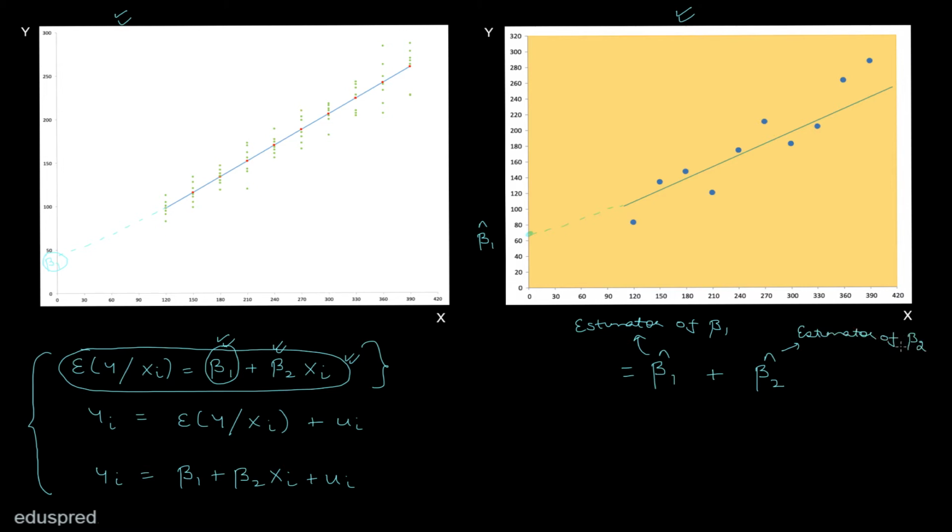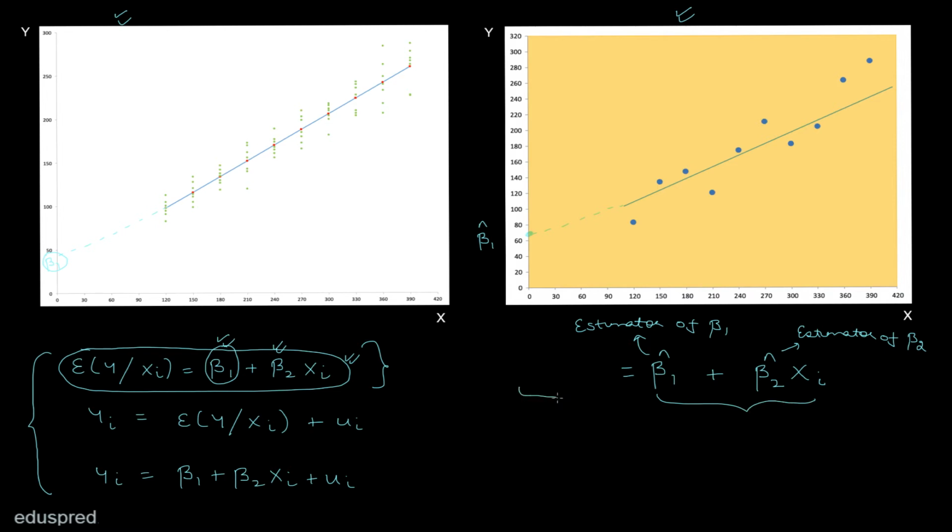That means this beta 2 hat is the slope of the sample regression line. So on the population side, you have the notations beta 1 and beta 2. These are your parameters. And on the sample side, you have the notations beta 1 hat and beta 2 hat. These are the estimators of these parameters. And then we have the independent variable over here, which is xi. So this is the right hand side of the equation.